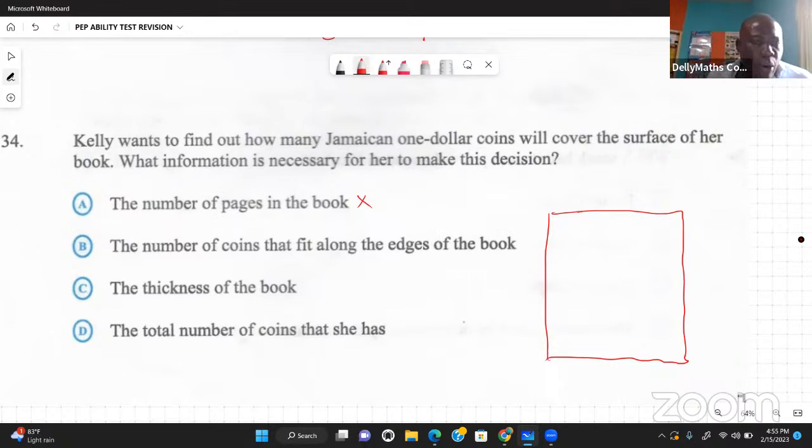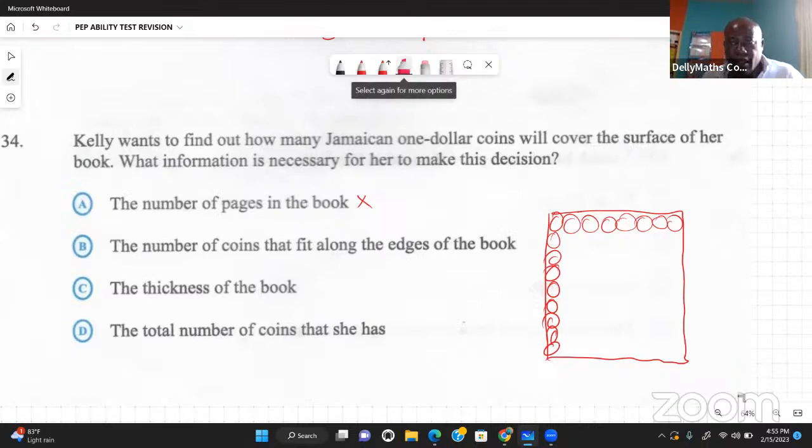It says the number of coins that fit along the edges of the book. I like this. I think this could tell me something, right? In other words, if I line up the coins here, and I know how many fit along the edge, I could tell everything. That's like having a rectangle and you know the length of the sides, I could tell the area, right? So if I know how many fit along that edge, and how many fit along that edge, I could tell the entire thing without having to line them up.